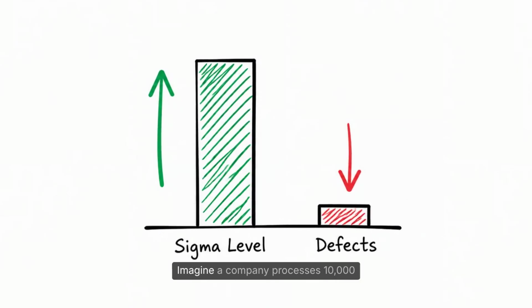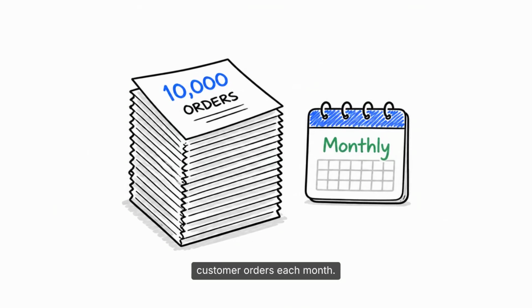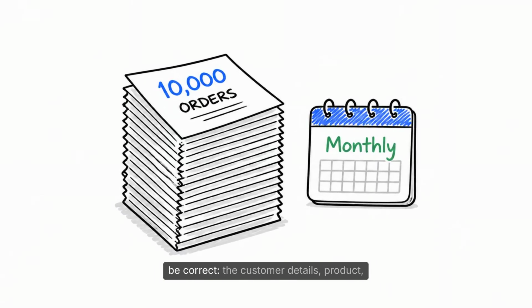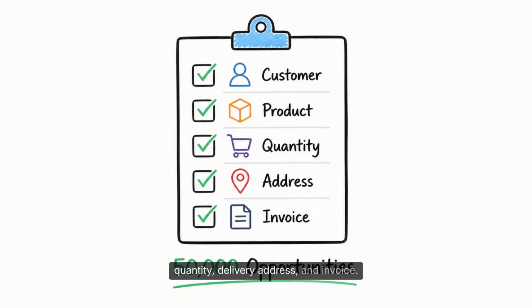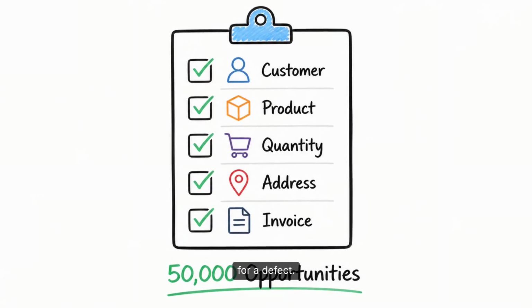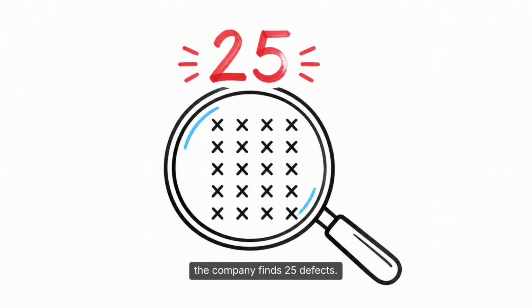Let's look at an example. Imagine a company processes 10,000 customer orders each month. For every order, there are 5 things that must be correct: the customer details, product, quantity, delivery address, and invoice. That gives us 50,000 opportunities for a defect. After reviewing the orders, the company finds 25 defects.